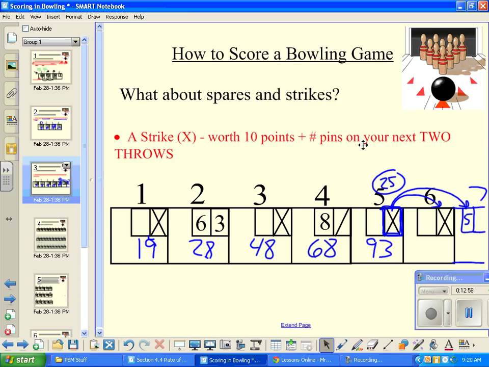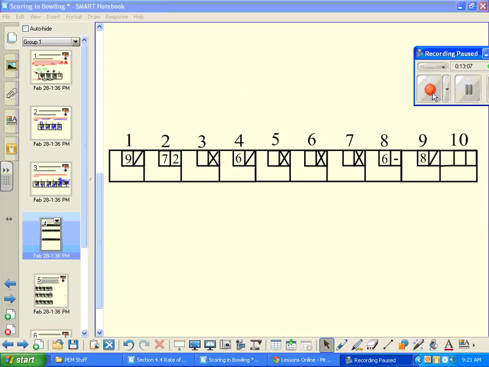And then from there I could keep going and scoring the game. But that's how strikes work, that's how spares work. So now we know the 2 key marks, and how to score them in a game of bowling.